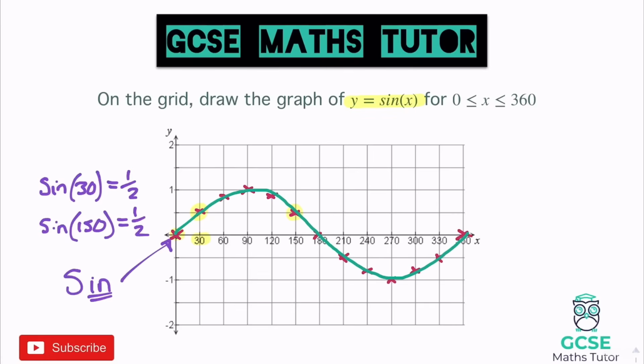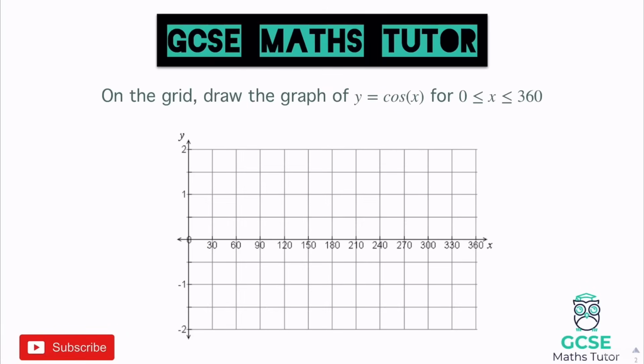Okay, but sin is in the origin, and then we're going to have a look at the cosine graph now and actually go about drawing that as well. So let's have a look at that one. Okay, so for this one it says, on the grid, draw the graph of y equals cos x. And again, it's between 0 and 360. So we're just going to plug our values in on the calculator again. And we're going to do that for cos x.